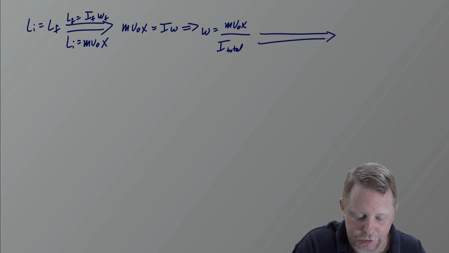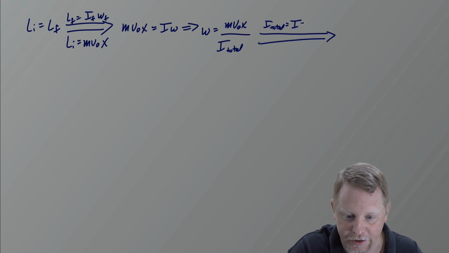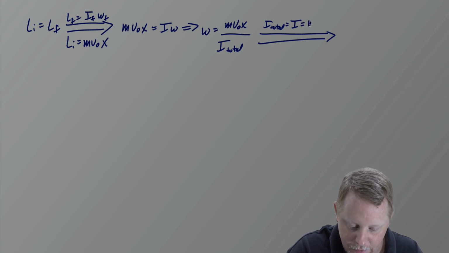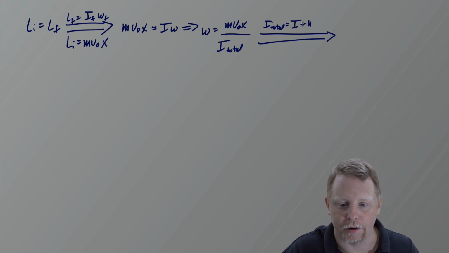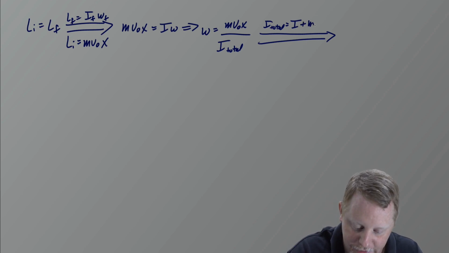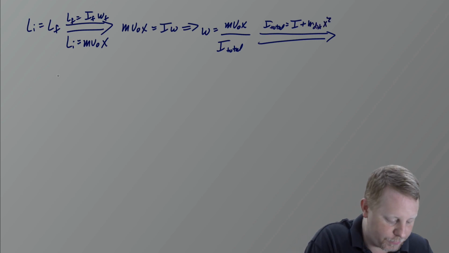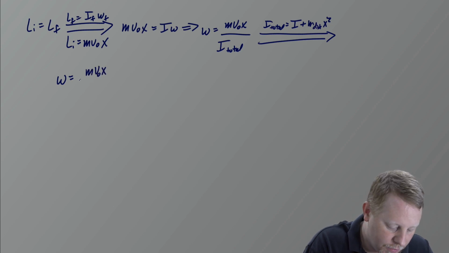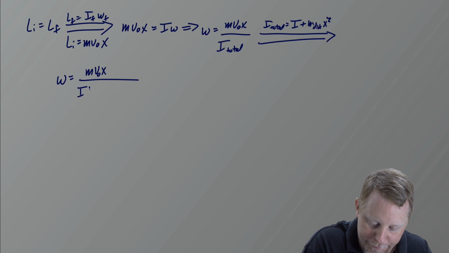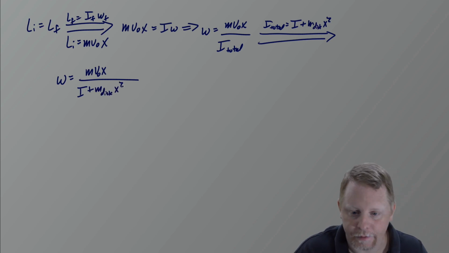Now, our total moment of inertia is going to be equal to our initial I, the moment of inertia of our rod, plus, we have to take into account that disk, mass of our disk times x squared. Therefore, omega will equal m v naught x over I plus m disk x squared.